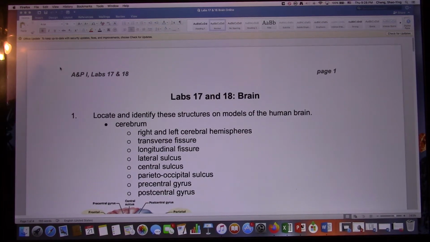Well, in Lab 17 and 18, the brain lab. Brain is a big topic, a lot of memorization. So we divide the structure into 2 labs. And this also helps you with your Lab 19, the brain dissection, the sheep brain dissection.